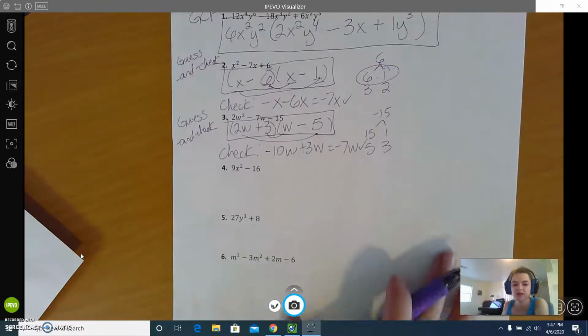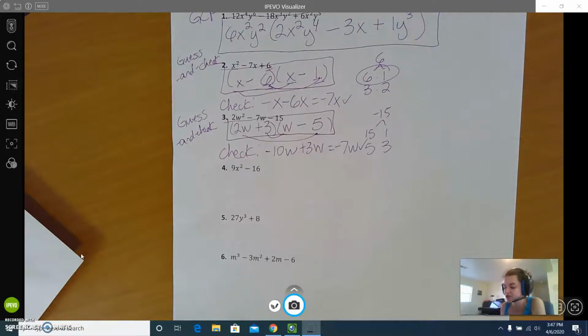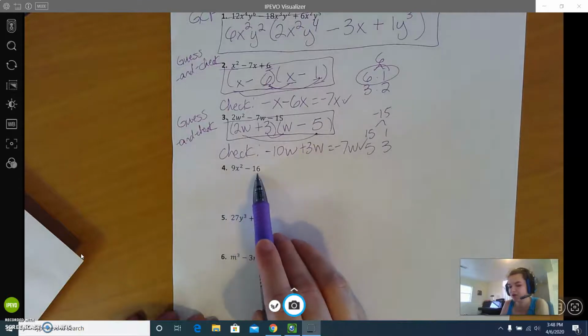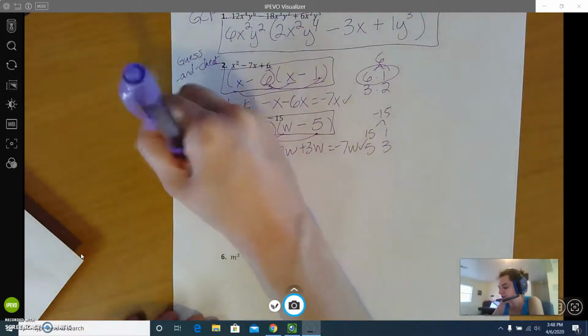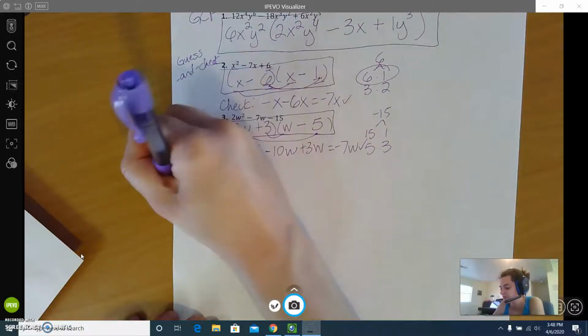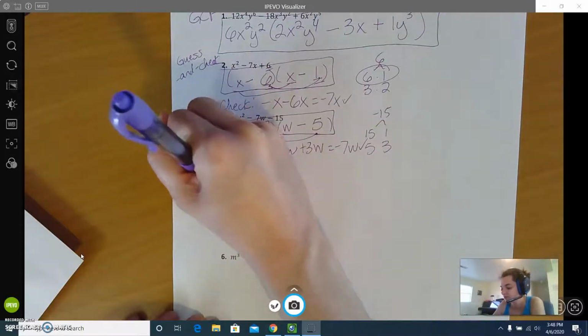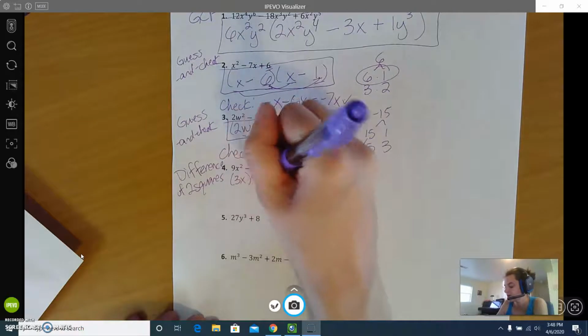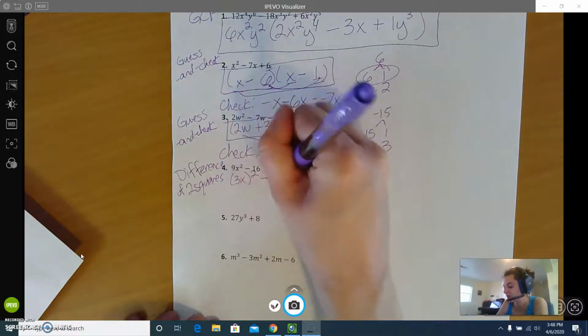Moving on to the next one, I have 9x squared minus 16. So this one is a binomial, which means it's one of our special cases. So in the special cases, you're looking at either a difference of 2 squares or a sum or difference of cubes. For this one, 9 and 16 are both perfect squares, and so is x squared. So we're looking at a perfect square minus a perfect square. That's a difference of 2 squares. Okay. So 9x squared, that's the same as (3x) squared, and 16 is the same thing as 4 squared.